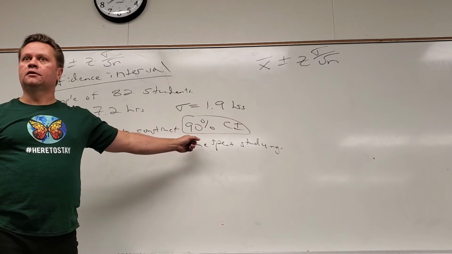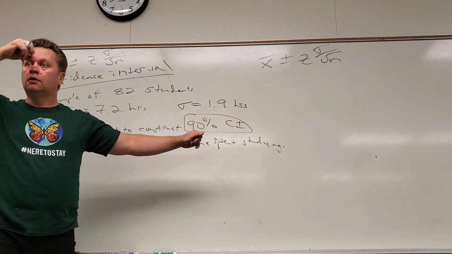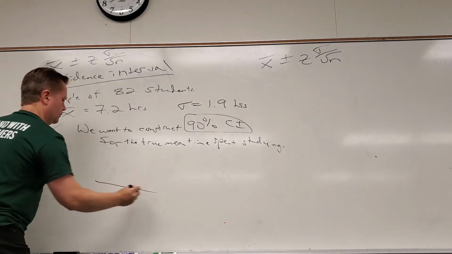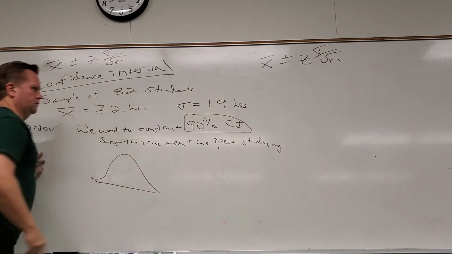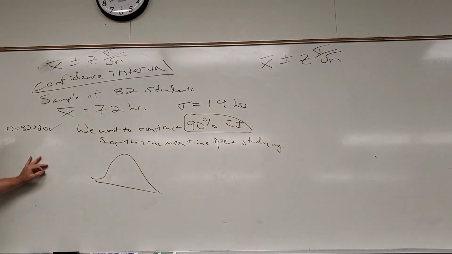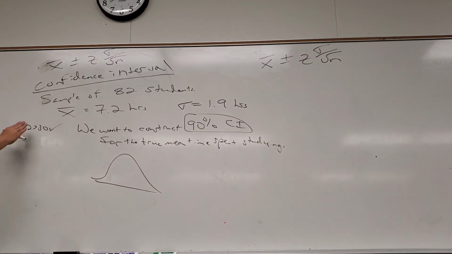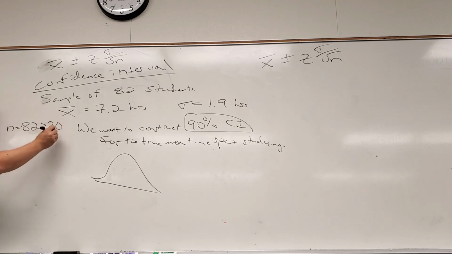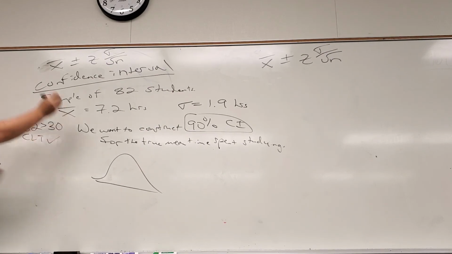90%. Can you draw the picture? Since n is greater than 30, what's the picture look like? Normal. What does n say? N equals the sample size. 82, which is bigger than 30, right? Central limit theorem says go for it.